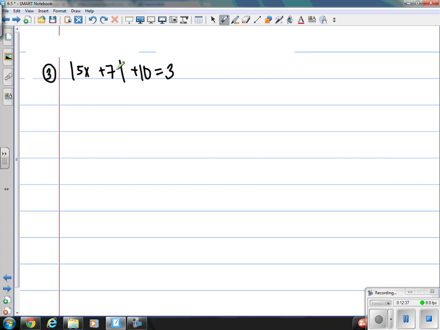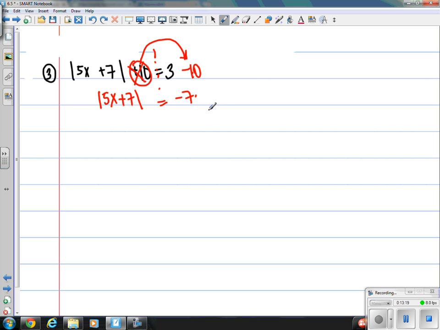Alright, example 3. We have the absolute value of 5x plus 7, and then outside the absolute value bars is plus 10 equals 3. So step 1 is to make sure the absolute value bars are alone on the left side. If I look to the left side of my equal sign, I have a 10 over here with my absolute value bars. So I have to transpose my plus 10 and make him a minus 10. It disappears from the left. I get the absolute value of 5x plus 7 equals 3 minus 10, which is negative 7.